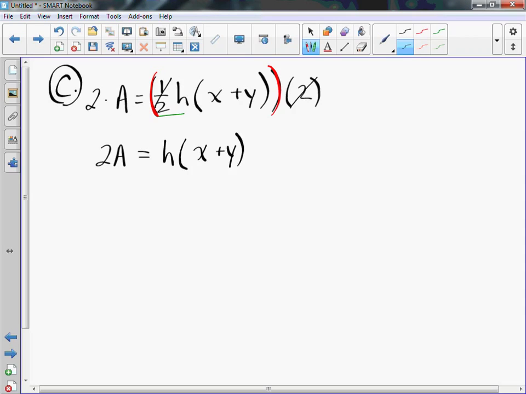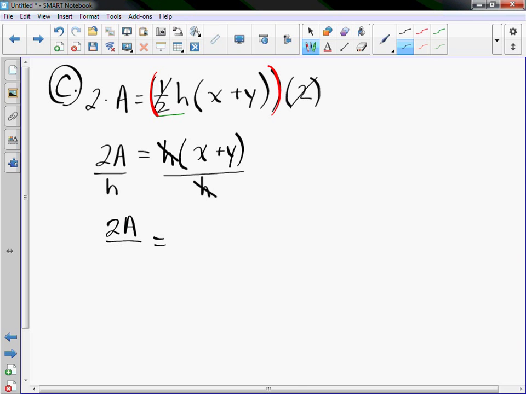Now, you might be tempted to do distribution on this problem, but you don't need to. We're trying to get x by itself, so let's just get rid of the h that's in front of the x plus y instead of distributing it through. If you distribute it through, you're going to have a lot of other things going on with it. So the h is multiplied by x plus y. So I'm going to divide by h on both sides. Over here the h's cancel. On the left-hand side, I already have 2a divided by h.